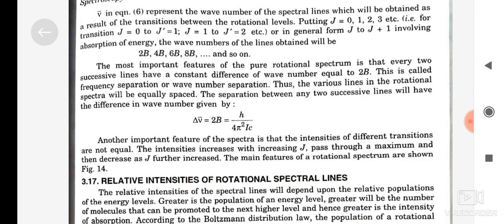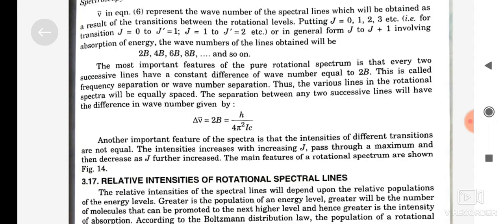V bar in equation 6 represents the wave number of the spectral line obtained as a result of transition between the rotational levels, putting J is equal to 0, 1, 2, 3, etc. Transition J is equal to 0 to J dash is equal to 1, J is equal to 1 to J dash is equal to 2. In the general form, J to J plus 1 involving the absorption of energy, the wave numbers of the lines obtained will be 2B, 4B, 6B, 8B, and so on.